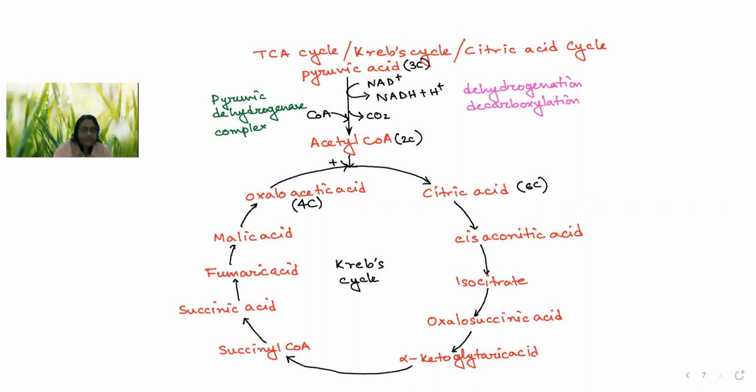Is this part clear to everyone? How 6-carbon citric acid is coming? 4-carbon oxaloacetic acid and 2-carbon acetyl CoA will form 6-carbon citric acid. For this purpose, it will require water, and the enzyme required for this step is known as citrate synthetase.